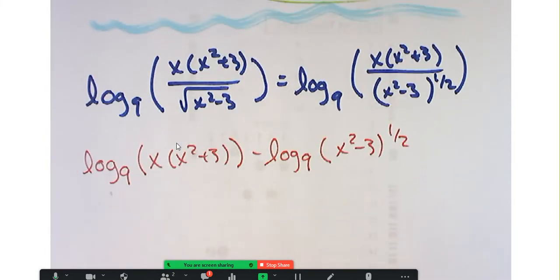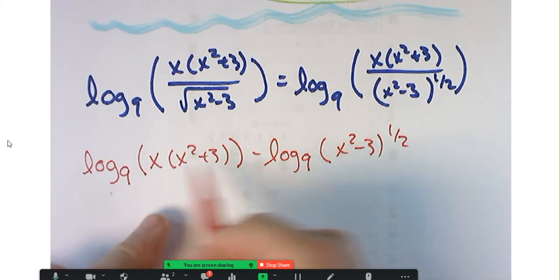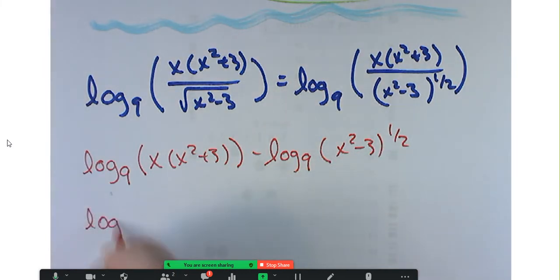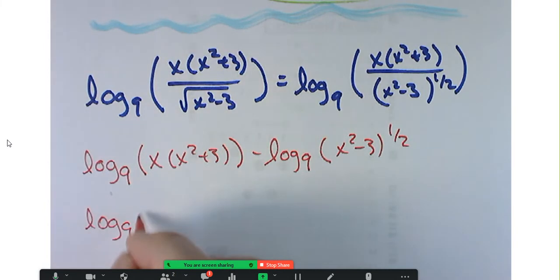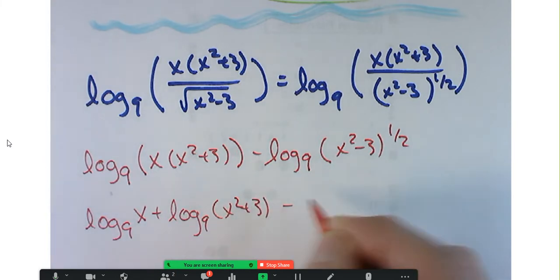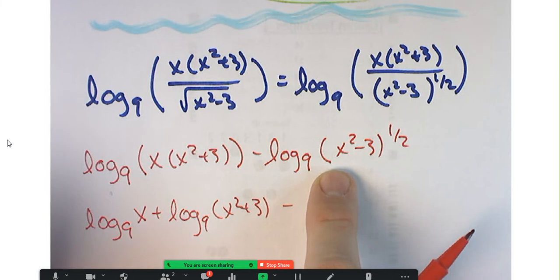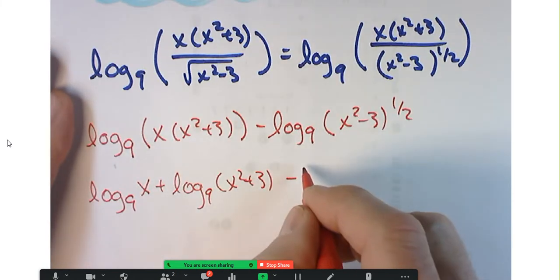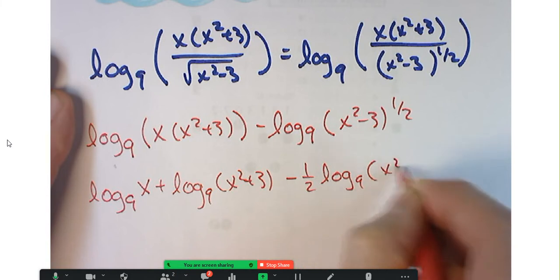Now there's different things left in different parts of this. In the first part, well, I've got a product. I've got this times this. So that becomes the log of a product, which becomes the sum of the logs. Log base 9 of x plus log base 9 of x squared plus 3. What rule am I going to use in this last part? Power? Yep, power rule. So it's the log base 9 of x squared minus 3.